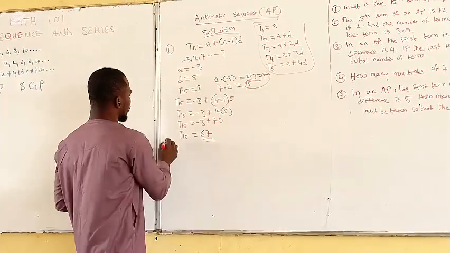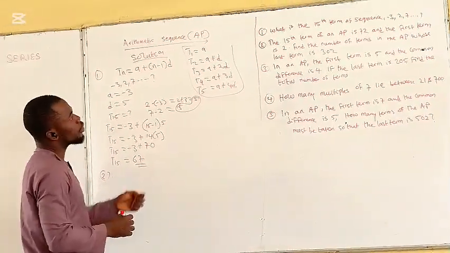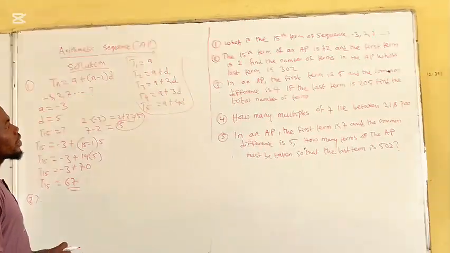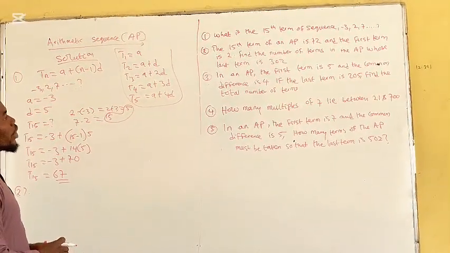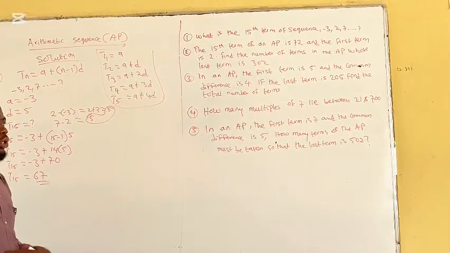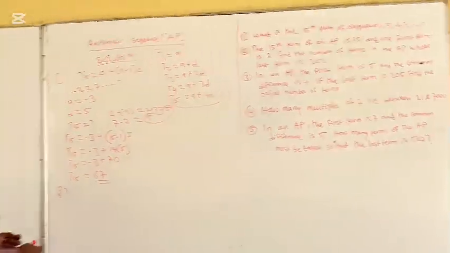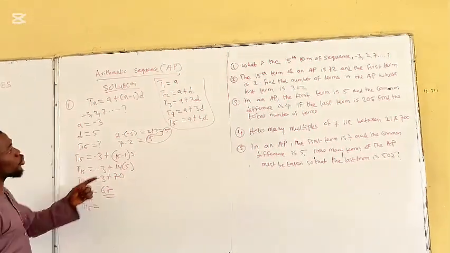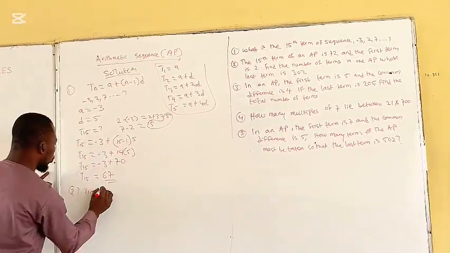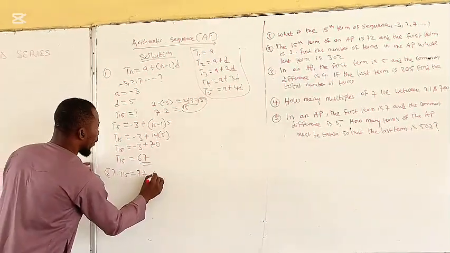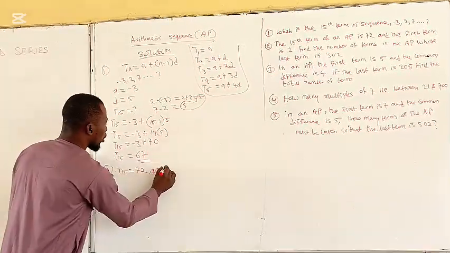The next question states that the 50th term of an AP is 72 and the first term is 2. Find the number of terms in the AP whose last term is 302. Now let's bring out the data we are given. They say the 50th term, that is T50, is equal to 72. And the first term, our a, is 2.